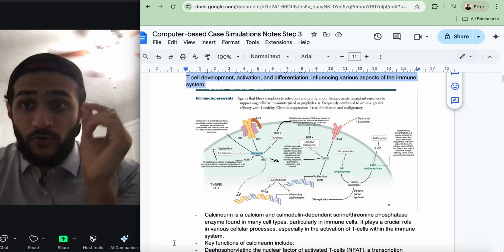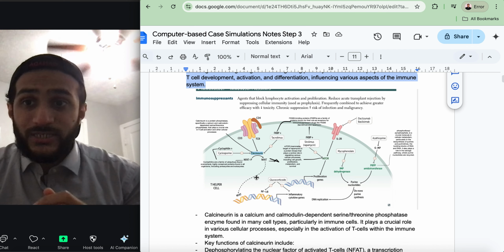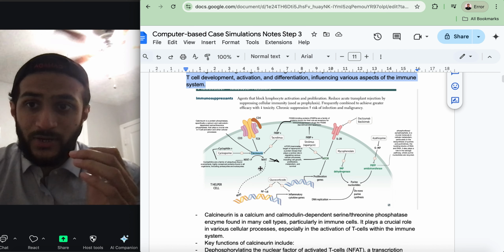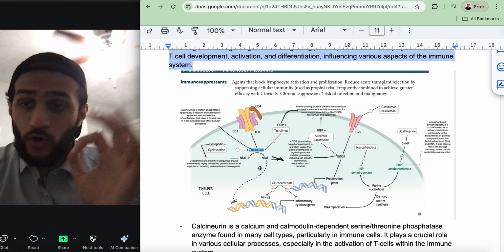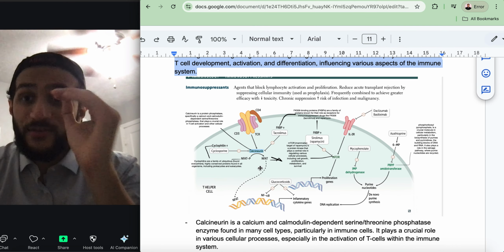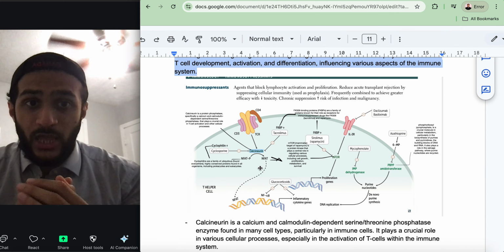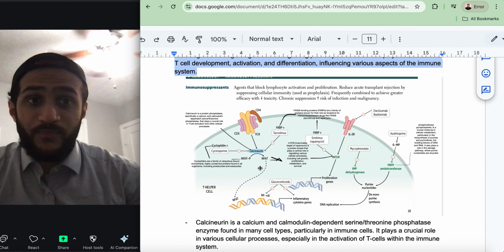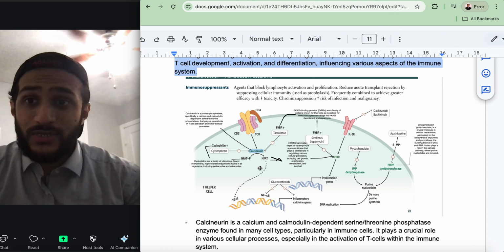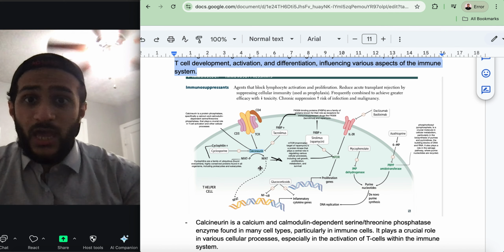There's a pharmacology for immunosuppressants, okay? So essentially, for the USMLE, the immunosuppressants will work on active lymphocytes, not your neutrophils, not your basophils, eosinophils, your lymphocytes. And they're going to prevent their activation and their proliferation. They're used in acute transplant rejection, suppressing cellular immunity, and used as prophylaxis.